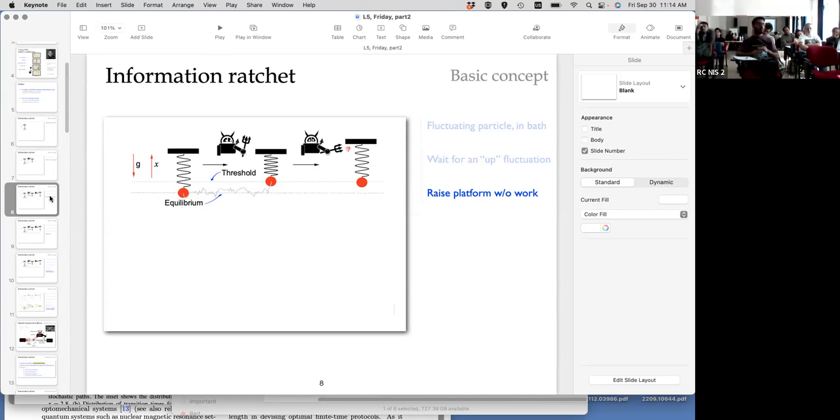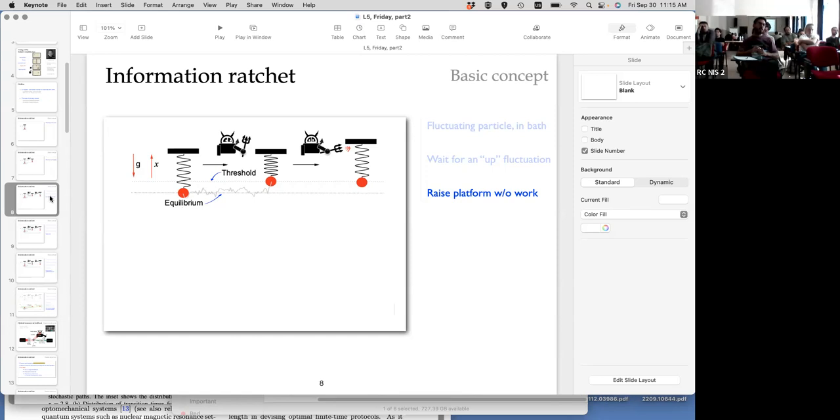So intuitively, here's the support, it fluctuates up, compresses the spring at a certain energy. We can move it to the place where the spring is stretched with just the same energy. Okay, and so the energy has not changed, so we're not doing any work. But now the new equilibrium is higher, and so the particle will settle up here, and then it will eventually go to a new threshold and keep going up and up and up.